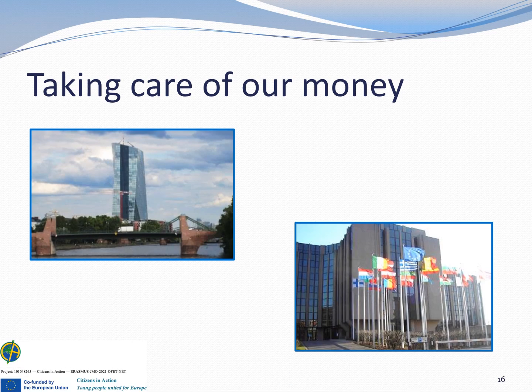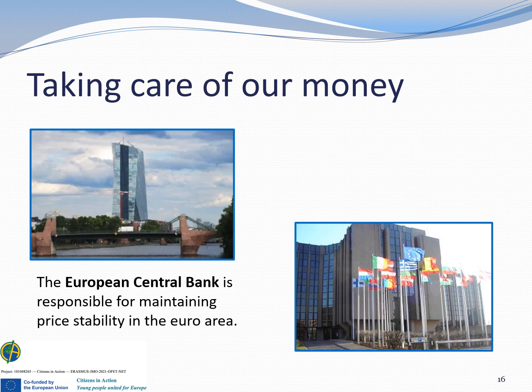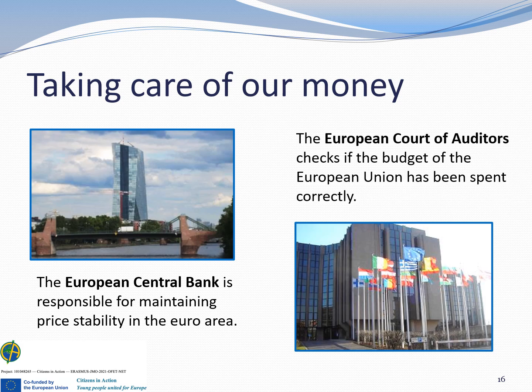Finally, we should consider the European bodies who take care of our money. The first one is the European Central Bank. This institution is responsible for maintaining price stability in the euro area. The second institution is the European Court of Auditors. This EU body checks if the budget of the European Union has been spent correctly.